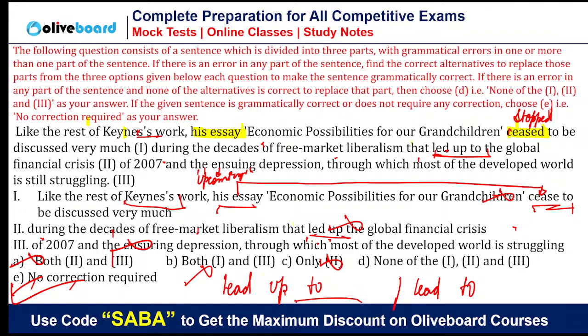Apurv, your answer was D, na? You said D, I think. So it is not none of the one, two, three. It will be no correction required because again the statement which is given that is absolutely correct. So ensuing is correct now. So it is already correct. So we will mark no correction required. This none of the one, two, three we will mark when the statement is also wrong and the replacement is also wrong. So here the statement in itself is correct. All the correct words are given. So this will be the answer.